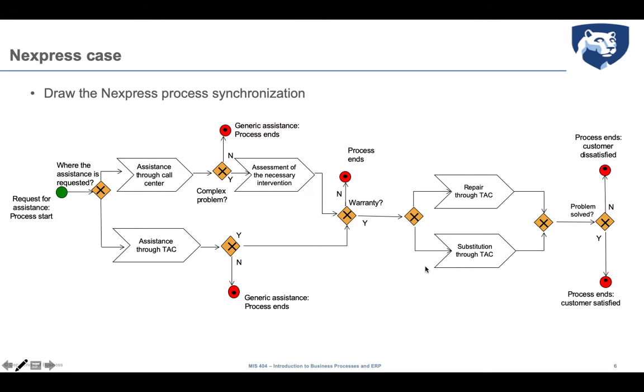The synchronization diagram, again, can be different according to the assumptions that you made or how you reason about it, but something reasonable can be the one that you see represented here. So the process starts when there is a request for assistance, and let's say the first decisional point is distinguishing where the customer is requesting assistance.